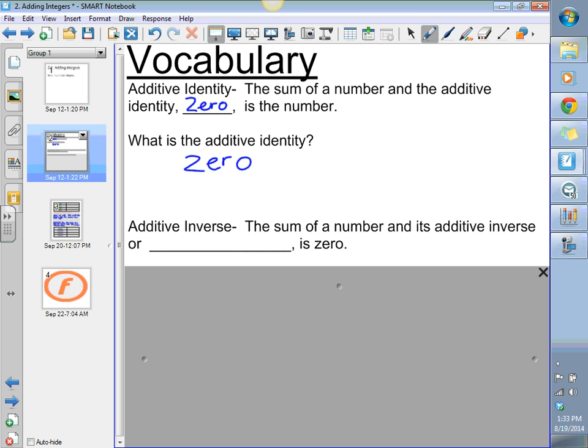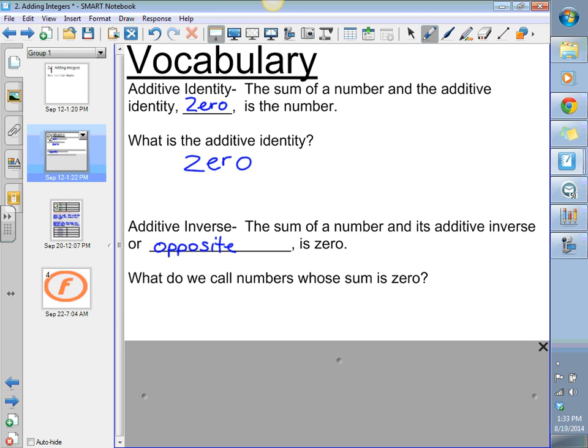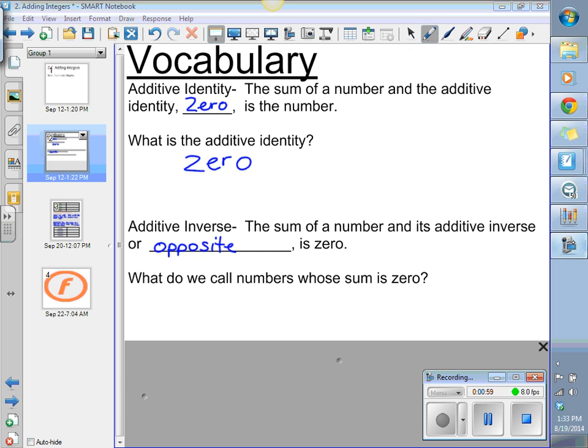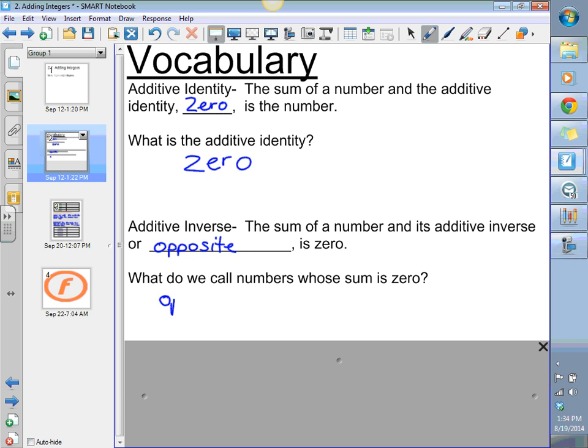Additive inverse. The sum of a number and its additive inverse, or opposite, is 0. Stuff like this works better when you guys are in class, because you get to fill in the numbers. What do we call numbers whose sum is 0? While this feels like an odd or repetitive question, the answer is opposite.